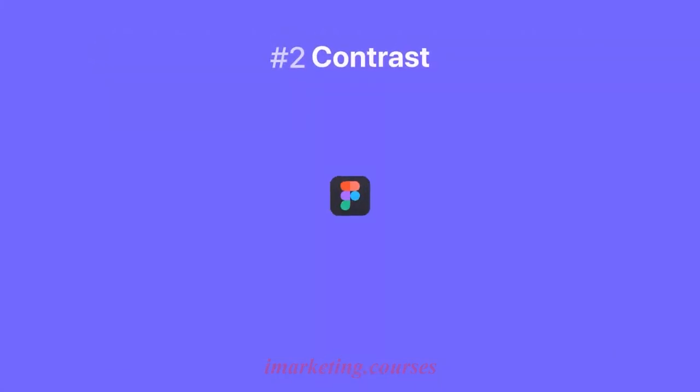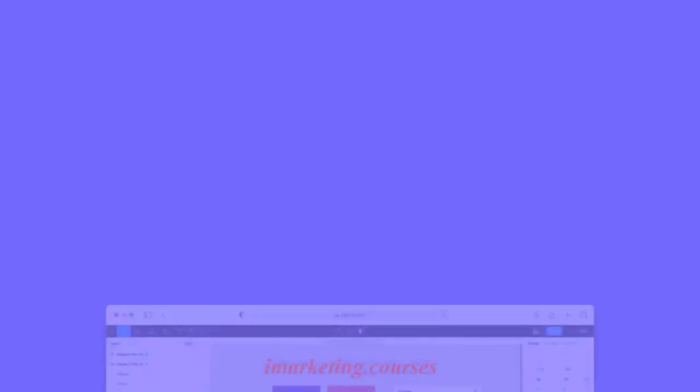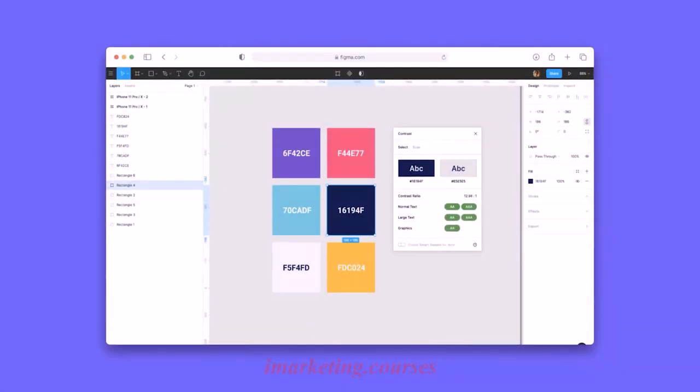Number 2. Contrast. It's a Figma plugin that lets you check the contrast ratio of your colors. Unlike Stark, which lets you check the contrast ratio only 3 times with the free plan, Contrast has no limit in this regard, and it also has a cool feature that scans your entire design to find text contrast issues.